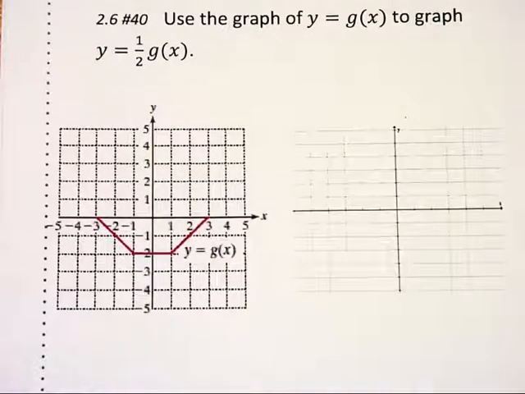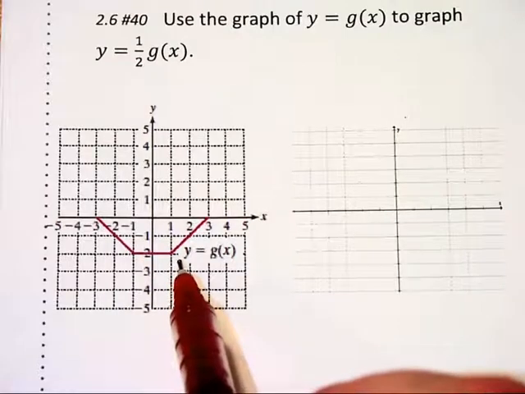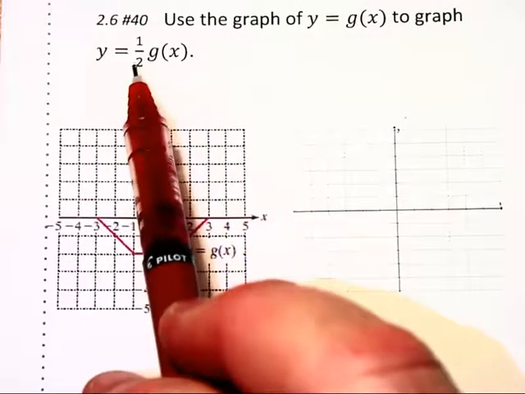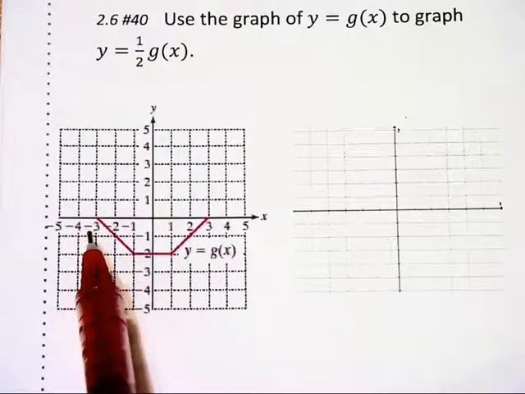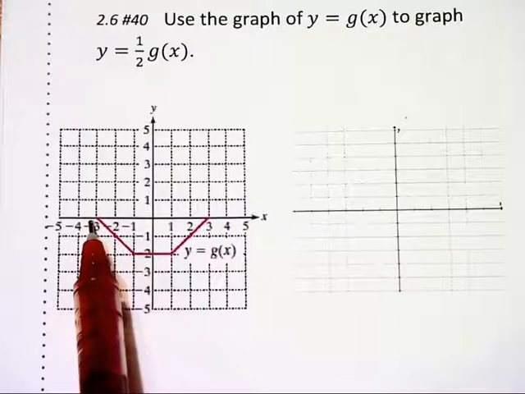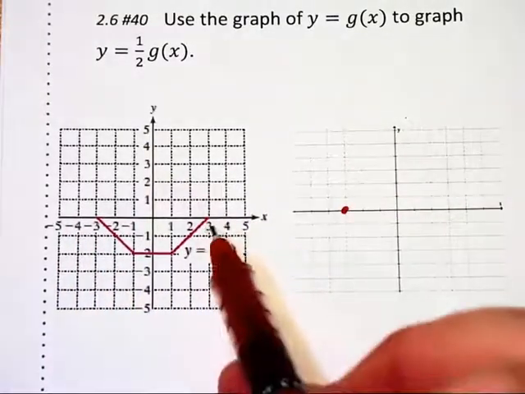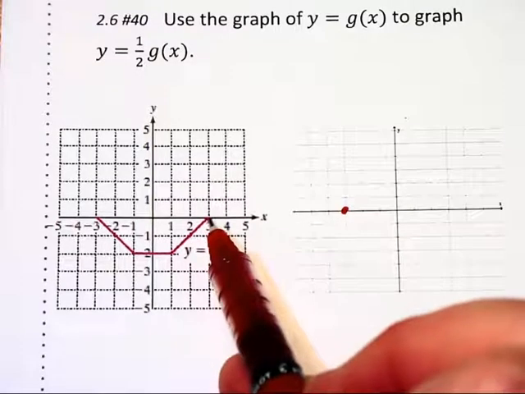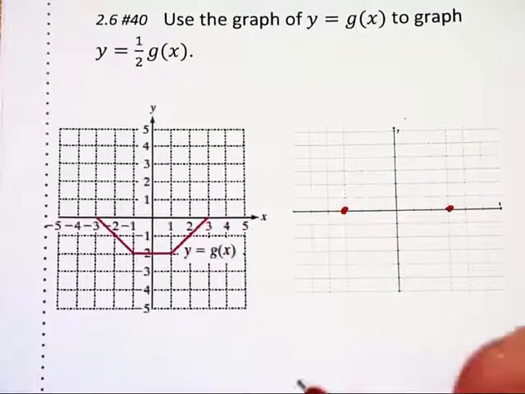Okay, this is a little bit different of a problem. They have given us a graph, and we want to graph 1/2 of it. Each y value gets cut in half. So let's start here at the left at (-3, 0). Notice its height is 0, and half of 0 is still 0. The same thing goes at the right. Half of 0 is 0, so we're going to go through (3, 0).